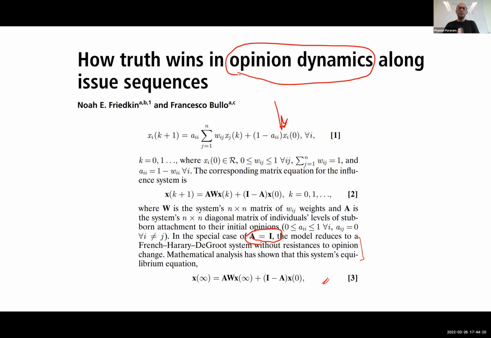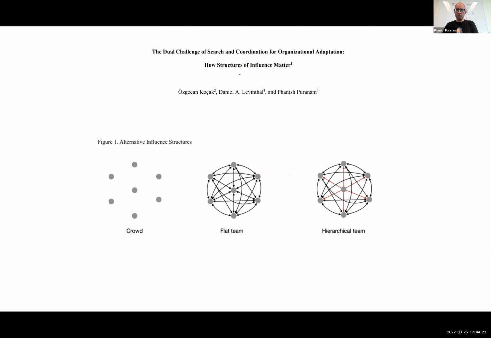Okay, let's move to the third one. So this is our paper with Kochak and Leventhal. So here we are looking at structures of influence networks, and we are comparing these three kinds of structures. There's the crowd, right? There's a flat team where everybody is connected to everybody symmetrically. And there's a hierarchical team where everybody is connected to everybody, but one of the actors is connected asymmetrically with the others. Okay, so it's just a very simple two-layer hierarchy. So that's why it's a hierarchical team.